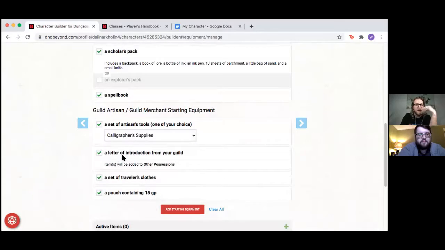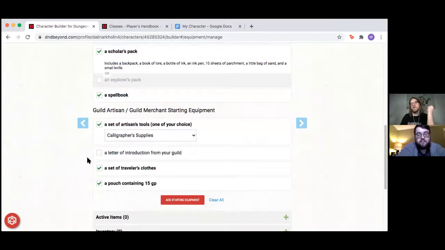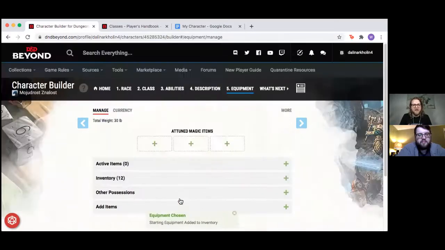All right, I get a set of tools. So I'm definitely taking my calligrapher's supplies with me, like I said. I'm going to uncheck a letter of introduction from my guild, because my clan, they're all about jewels. I'm like the only one who's doing calligraphy, really. So this is kind of homebrewing it. So I don't have a letter of introduction from them, because they're like, I don't know what you do. Set of traveler's clothes and a pouch containing 15 gold. I will add that starting equipment.